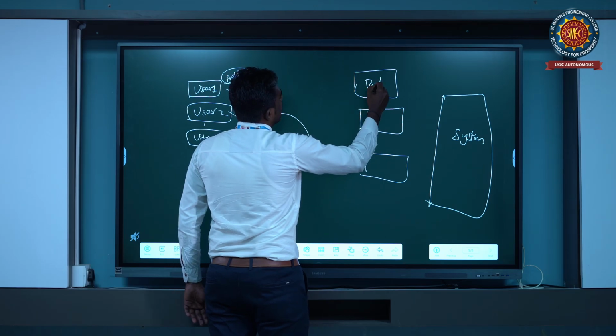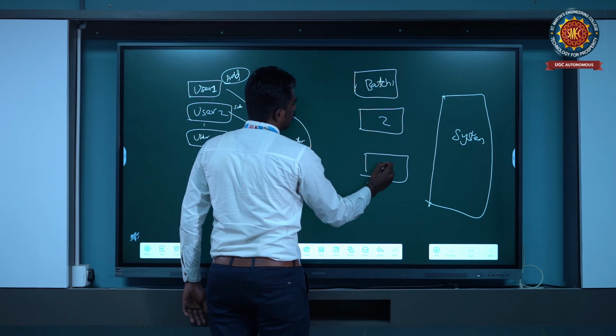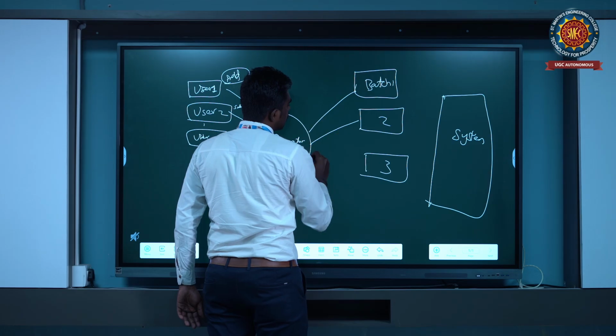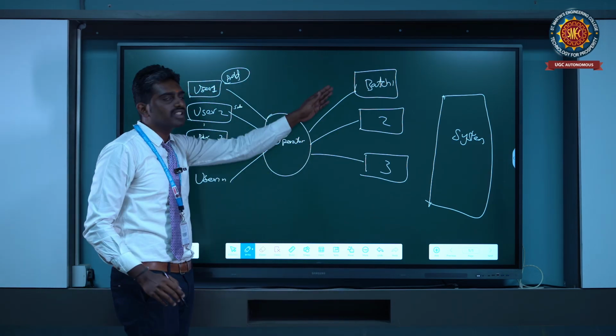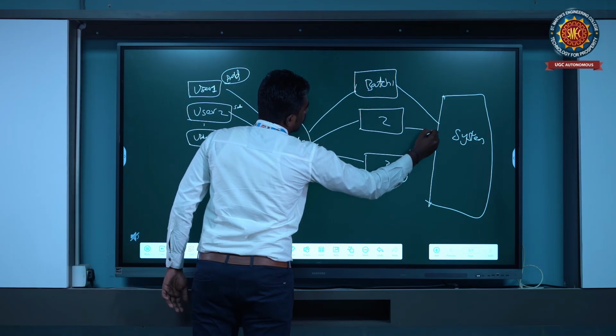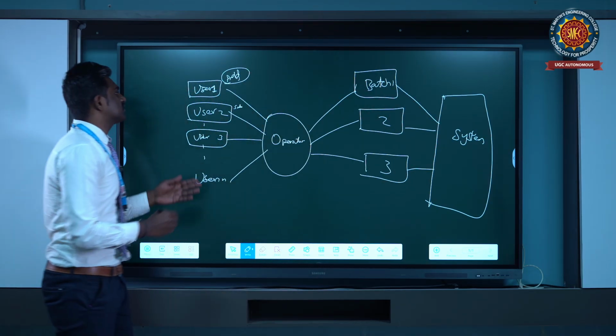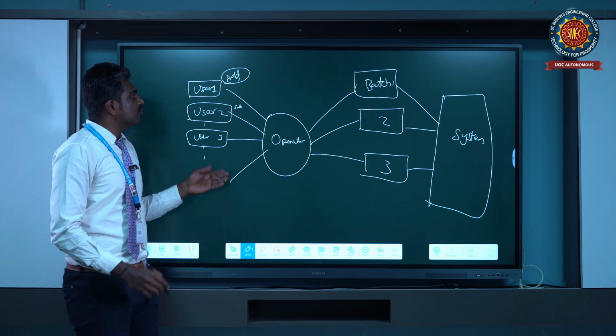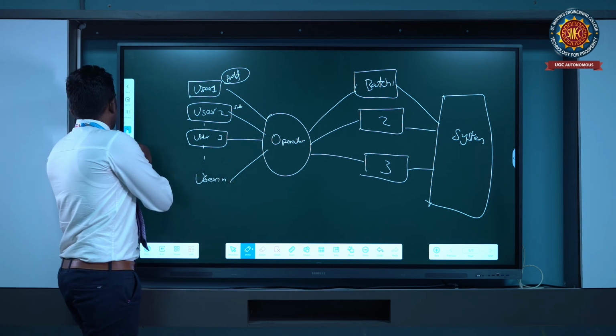These are like batch 1, batch 2, batch 3. The operator segments the processes to belong to batches like that. So in this process, it performs one by one. The first come first serve methodology is followed by this operating system.